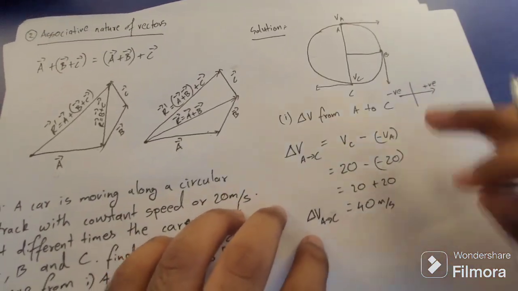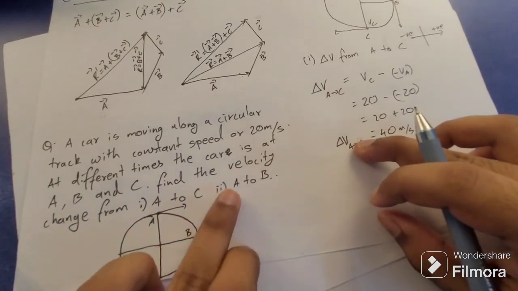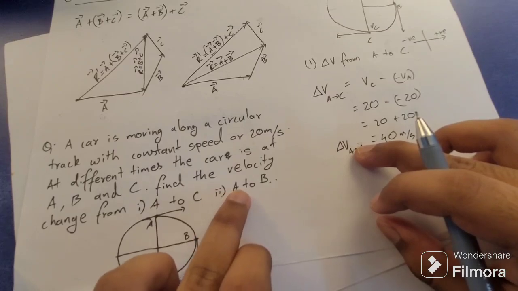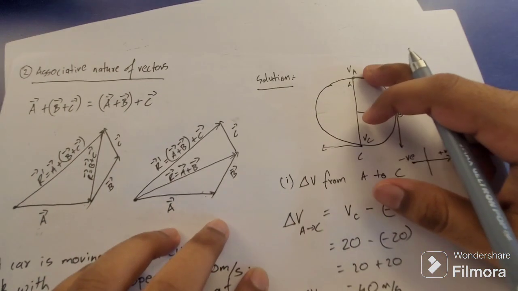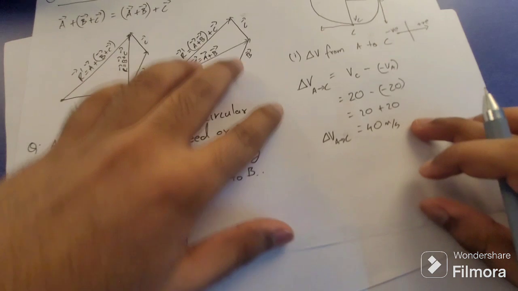Now let us solve the second part of the question, which is to find the velocity change in going from point A to B. Now let us do that quickly.